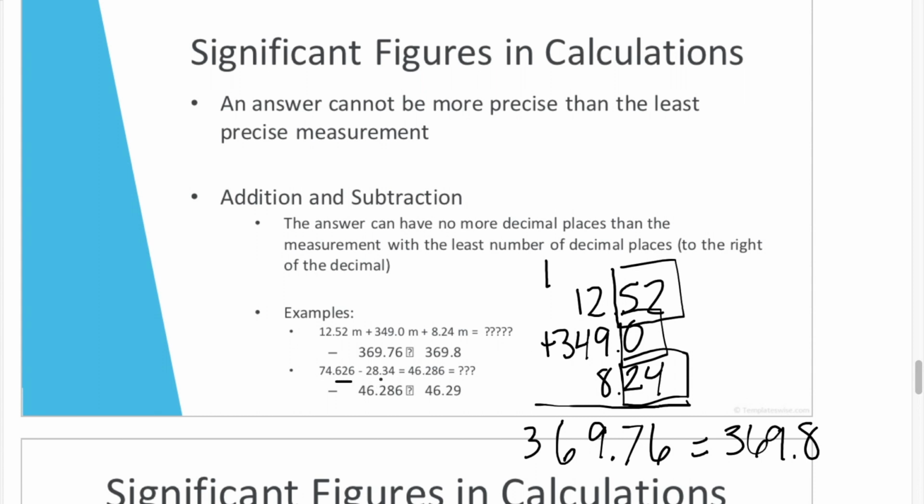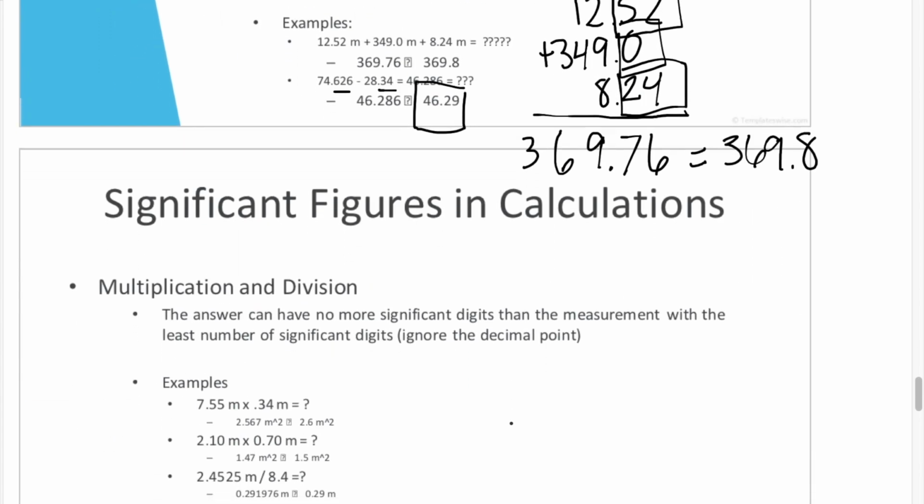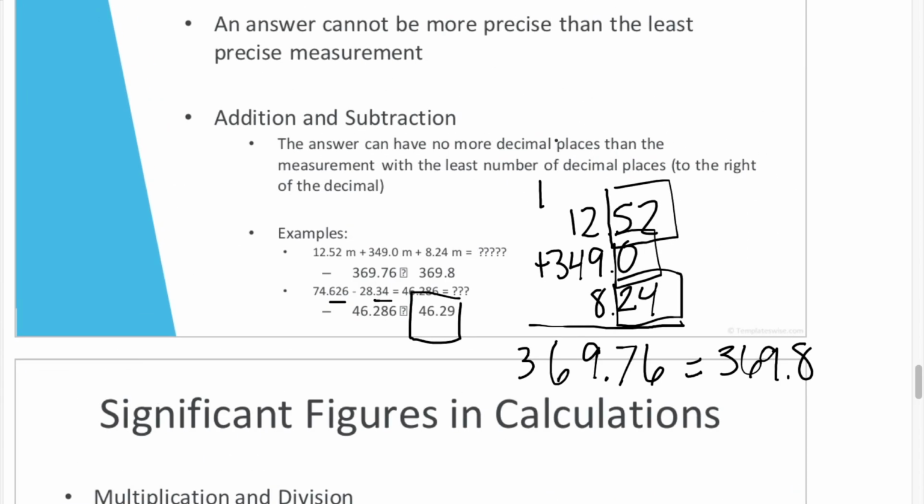Okay, so let's look at this example. 74.626 minus 28.34. So we get this number here, but because the 28.34 only has two decimal places, whereas the 74 has three, we have to round off to 2 because that's our limiting factor. So 46.286, we round up to 46.29 for our final answer there. So let me know if that makes sense for y'all. Ask me if you have any questions. So that's whenever you're adding and subtracting.